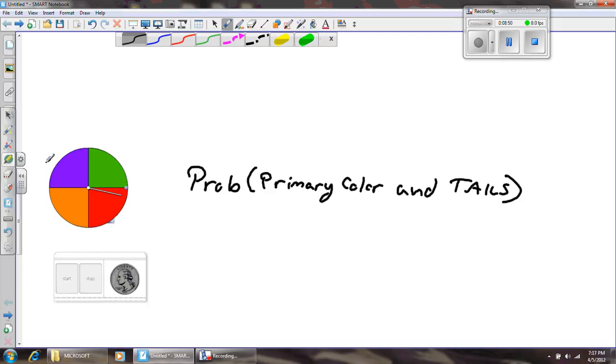If you're still watching at this point, the first thing I want you to do is decide, is this a dependent event or independent event? Well, the spinner and the coin have absolutely nothing to do with each other. So this is an independent situation. Oops, I need a D there, not a P. So let me try that again. This is an independent situation.